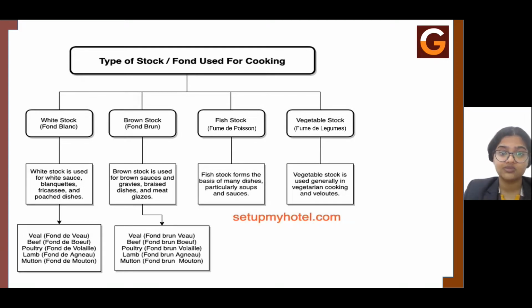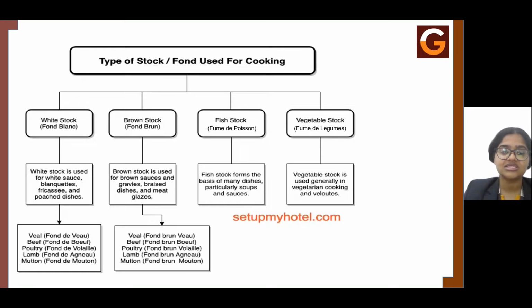Now these stocks are further classified. The white stock can be used for various preparations. For example, the white stock is basically used for white meat, like preparations of lamb, poultry, veal, or even vegetables. Brown stock is basically used for meat preparations, vegetable stock is used for vegetable preparations, and fish stock is basically used for making sauces or soups for fish preparations.